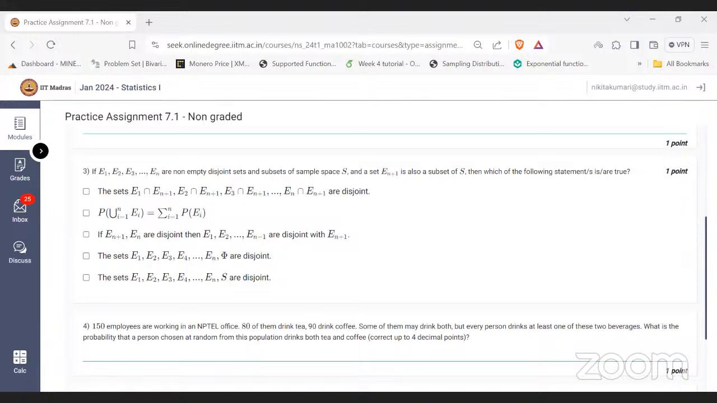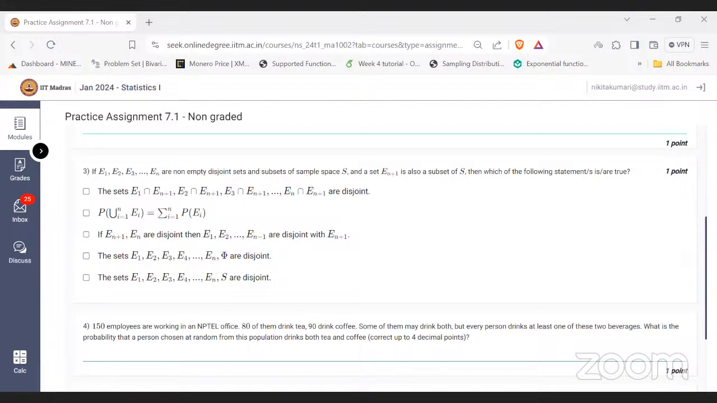We have to check whether they are disjoint or not. To check whether they are disjoint, we need to know the intersection of all these events. So now our event is not E1 or E2 or E3 like that. Now our events are: the first event is E1 intersection with En plus 1, the second event is E2 intersection with En plus 1, the third event is E3 intersection with En plus 1, and so on. Just like that, we have n such events.